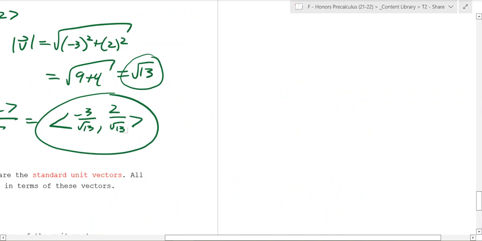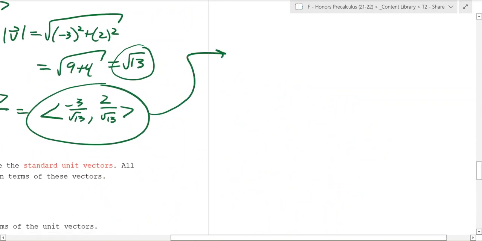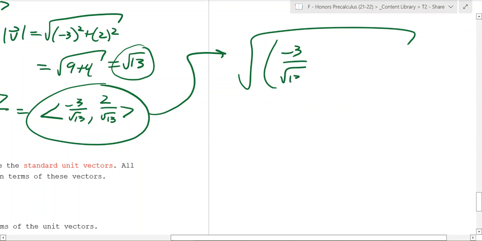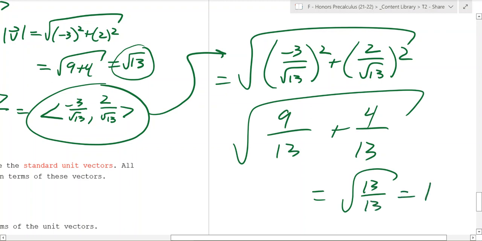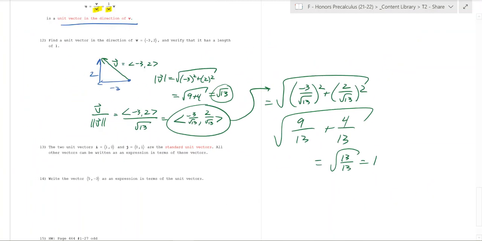How do we verify that that has a magnitude of 1? Well, you do the same thing. You do the square root of negative 3 over root 13 squared plus 2 over root 13 squared. If you square those, we're doing the magnitude. That's the magnitude of that vector. You would end up with 9 over 13 plus 4 over 13, which is the square root of 13 over 13, which is 1. So this right here is the unit vector in the same direction.